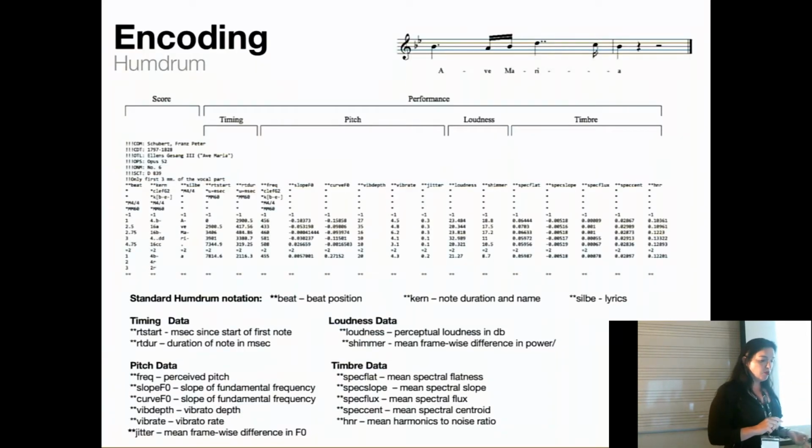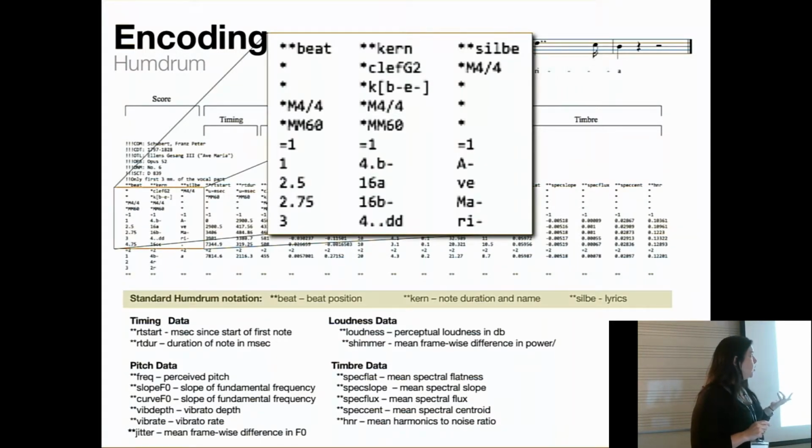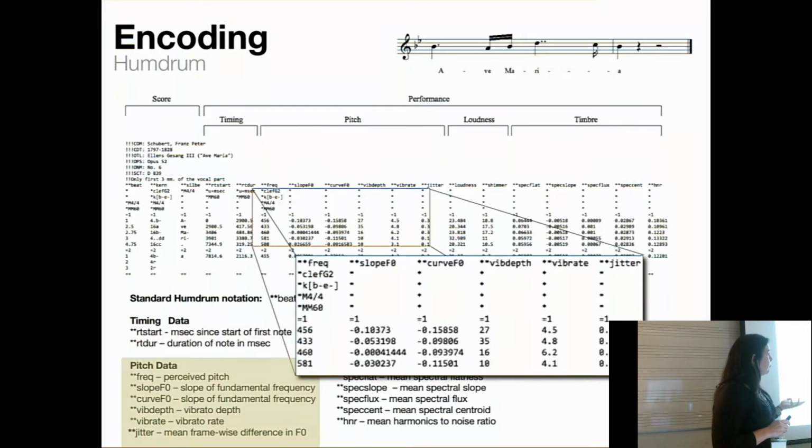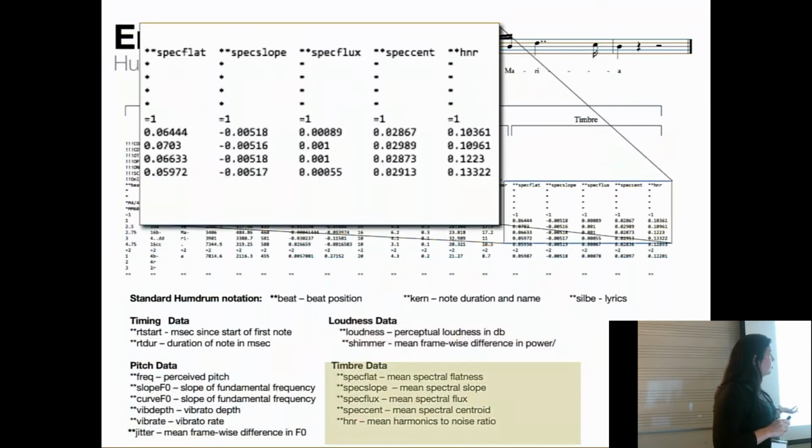The first is Humdrum, and here you have the standard Humdrum encoding, and there are also existing Humdrum things for the start and the duration of the note, but then adding in information, basically defining slope and curvature and vibrato depth and whatever, and then the same thing for the loudness, and then the same thing for the timbre information.